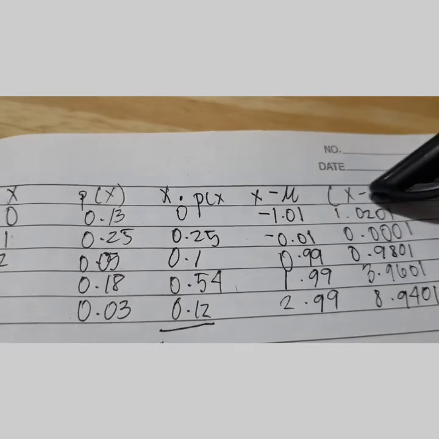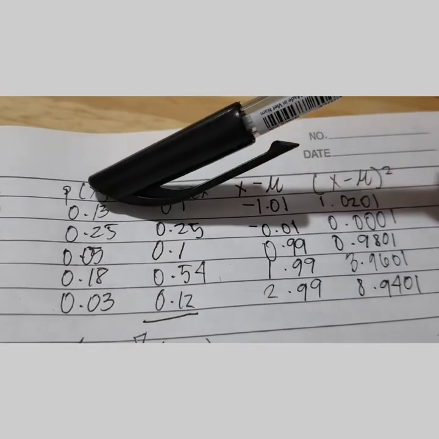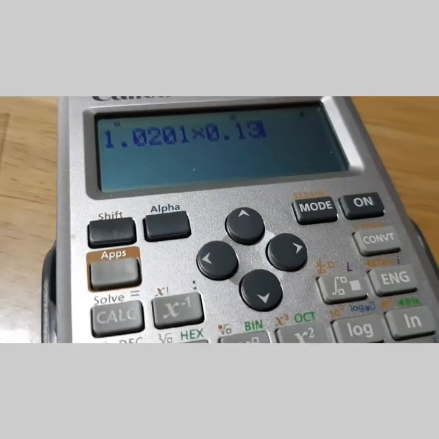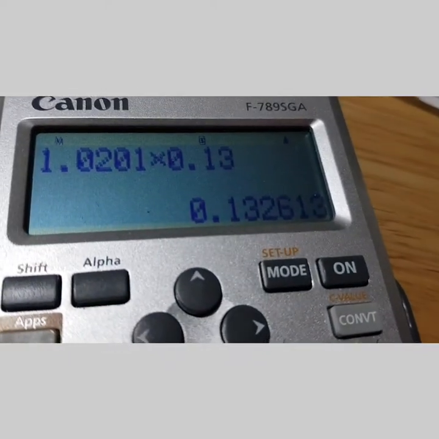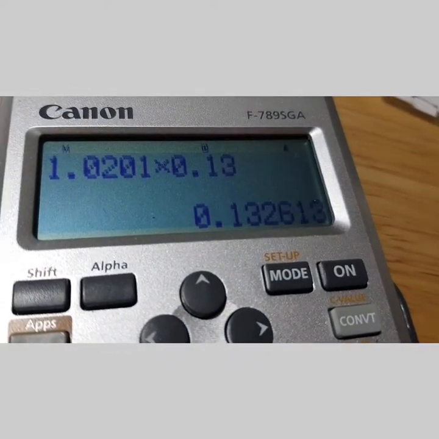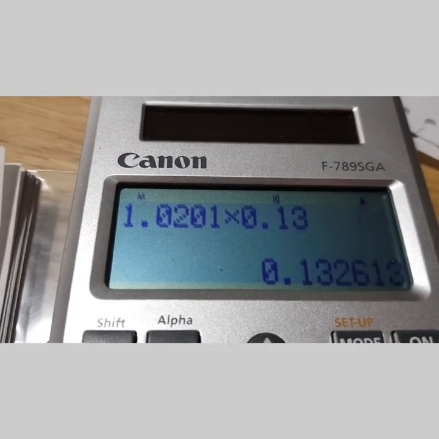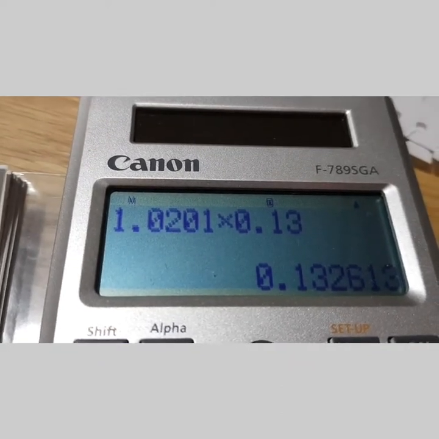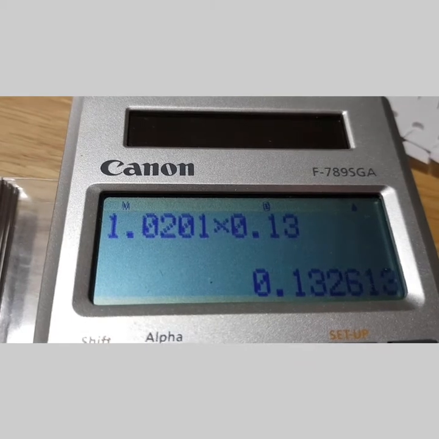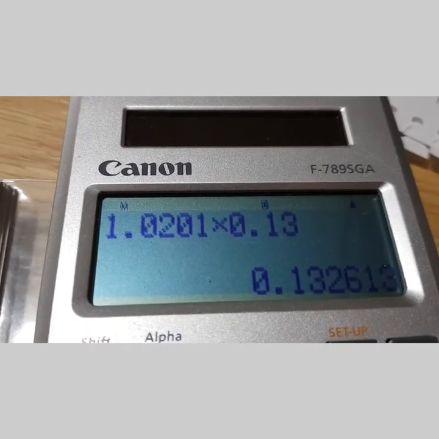1.0201 times 0.13 is equals to 0.132613. Kukunin lang po natin is 4 digits after decimal point. So, 0.1326. So, dahil 1 yung katabi ng 6, hindi na po natin siya i-round off.